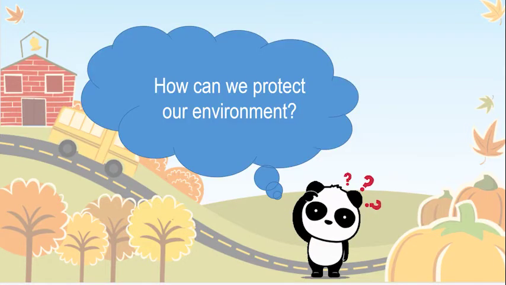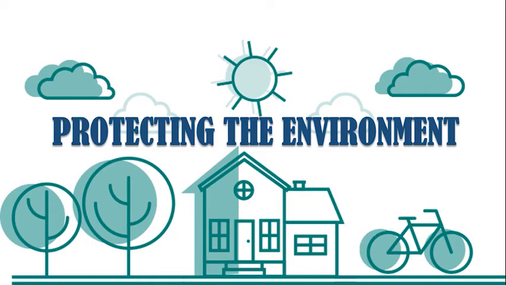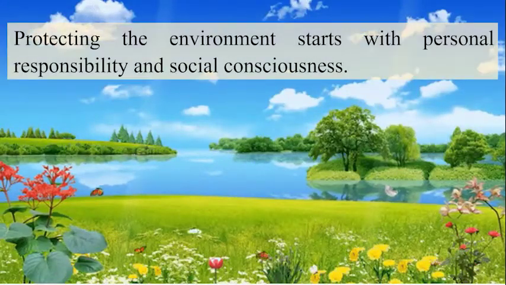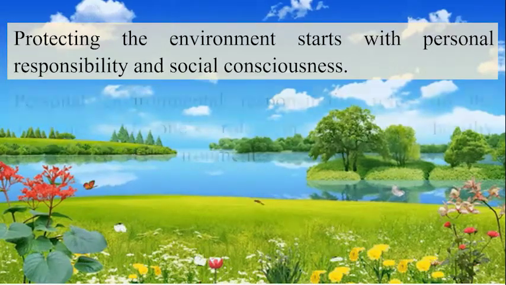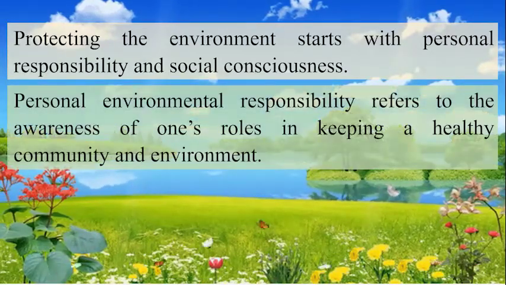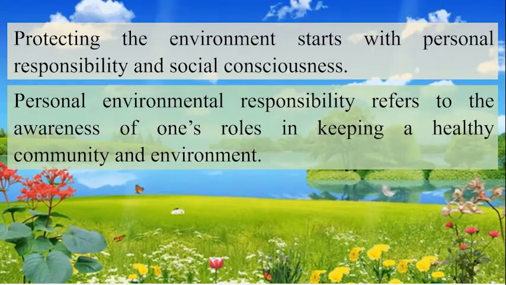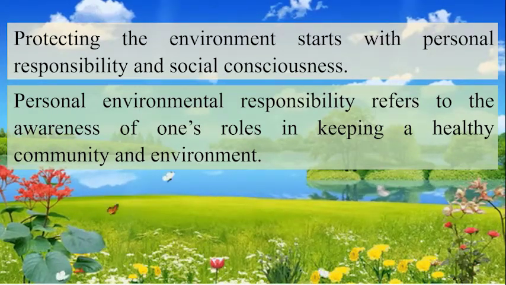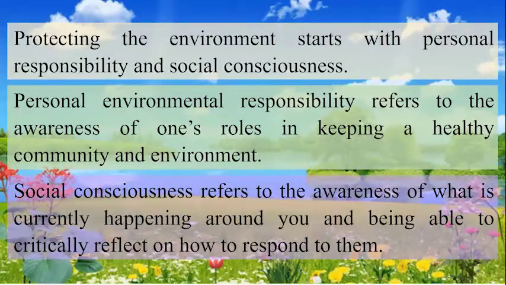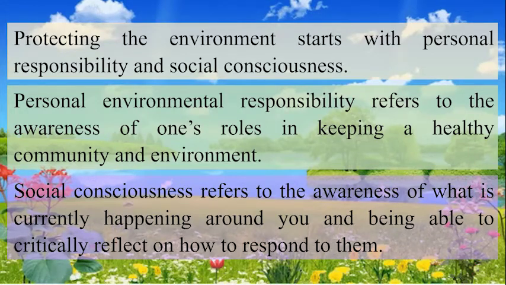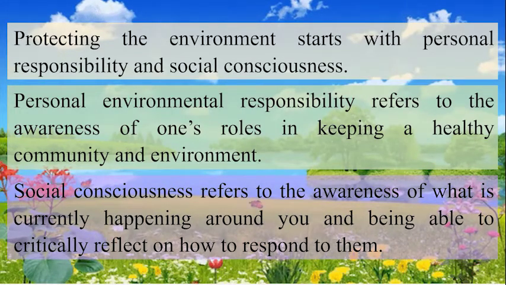How can we protect our environment? Protecting the environment. Protecting the environment starts with personal responsibility and social consciousness. Personal environmental responsibility refers to the awareness of one's roles in keeping a healthy community and environment. Social consciousness refers to the awareness of what is currently happening around you and being able to critically reflect on how to respond to them.